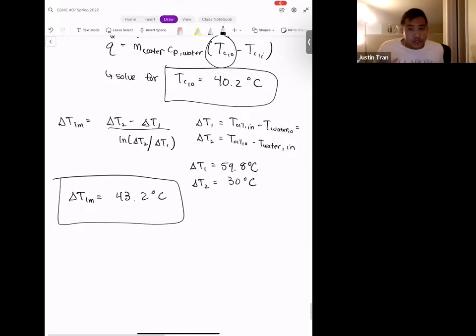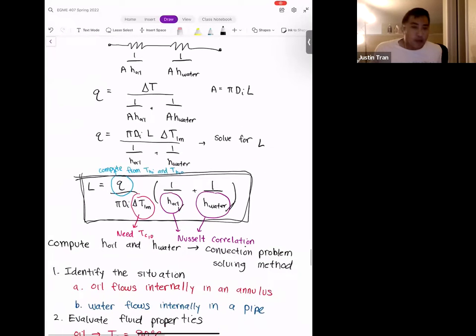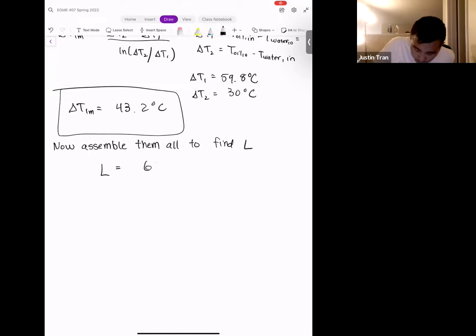All right. And so now all the pieces have been assembled. So we finally have Exodia. Okay. And so we can go ahead and take all these pieces and plug them into our equation that we had at the beginning to solve for L. Let me just scroll up so you can see the formula again, right? So we have L is equal to Q divided by pi d_i delta T_LM, multiplied by 1 over h oil plus 1 over h water. We have all of those, and so we spent the last half an hour computing all of these. And so what we get from this is a length of 65.9 meters.